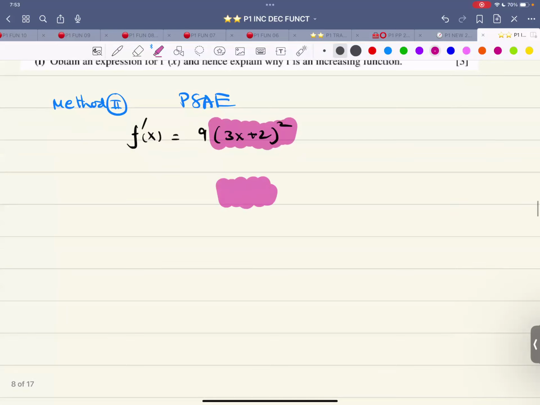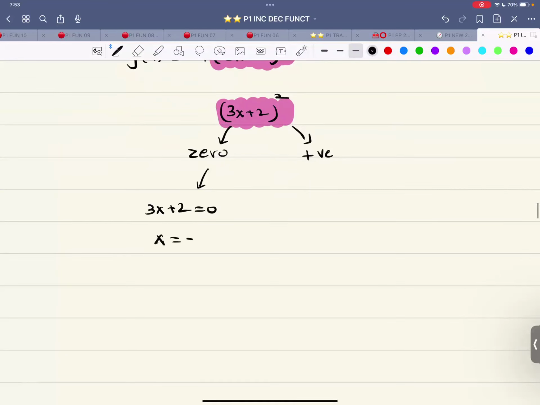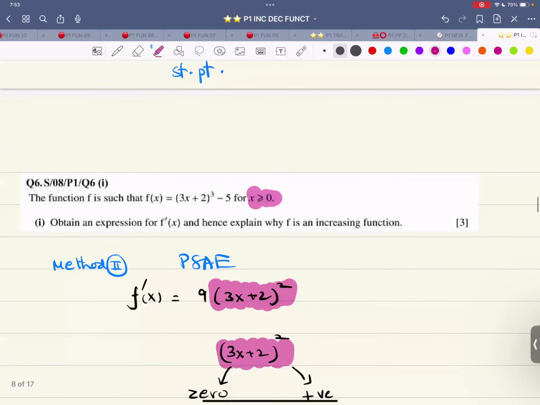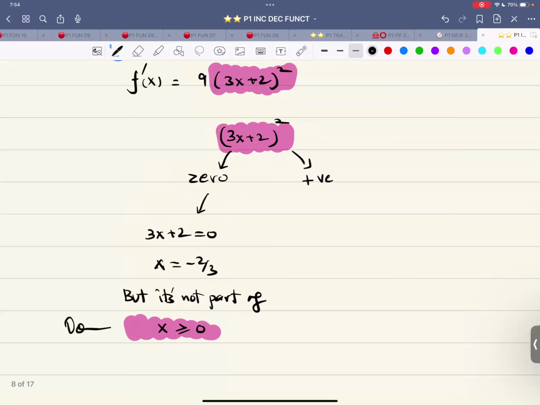So this thing right over here, that is 3x plus 2 whole square, can have a value of 0. It can have a value of positive. It will be 0 when 3x plus 2 equals 0. Therefore, x is negative 2/3. But this is not part of the domain. The domain is x greater than or equal to 0. So we are carefree now.